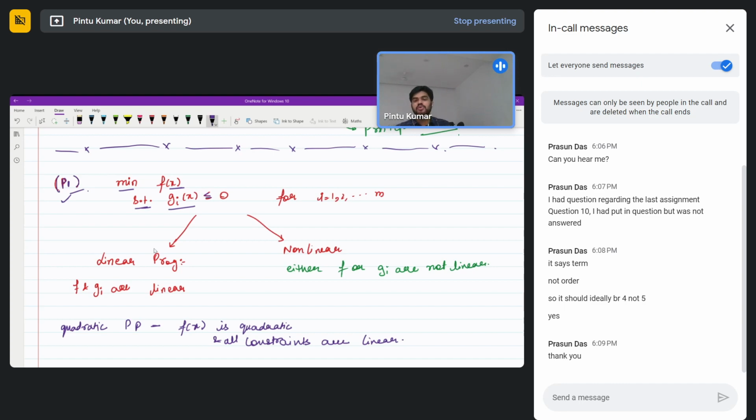Now you can bifurcate this into two classes. First is the linear programming problem, and second is the non-linear programming problem. What is meant by linear programming problem is that whatever your f is and all your constraints, if they are linear in nature, then that sort of optimization is known as a linear programming problem. If any of the constraints or your objective function is non-linear, then you will call your setup a non-linear programming problem.